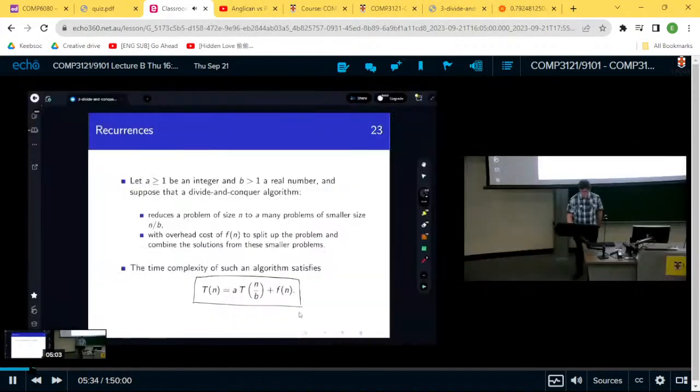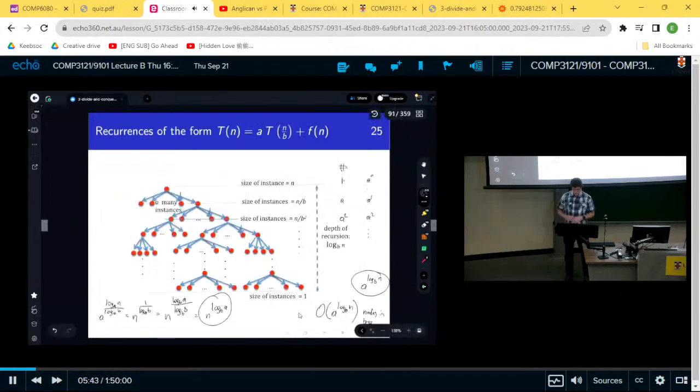Analyzing this type of recurrences, we saw that the master theorem is helpful for this. Let's recall this slide. Remember that this is the recurrence that we care about. Initially we have an instance of size n. We create a instances at this level, each of size n divided by b. And then at the next level, the number of instances multiplies by a, so we have a squared instances, each of size n divided by b squared.